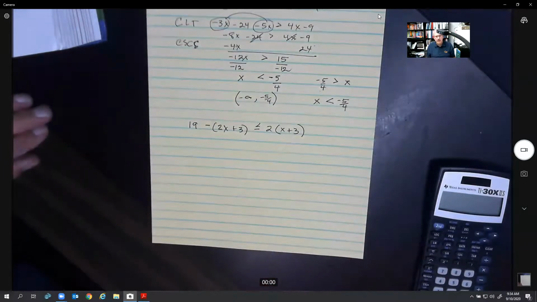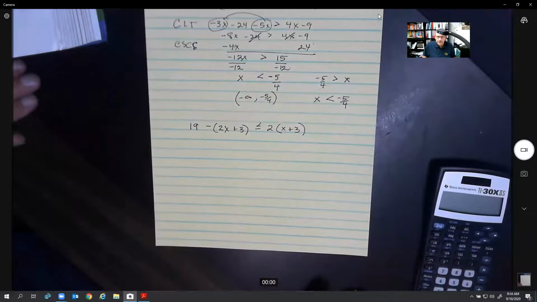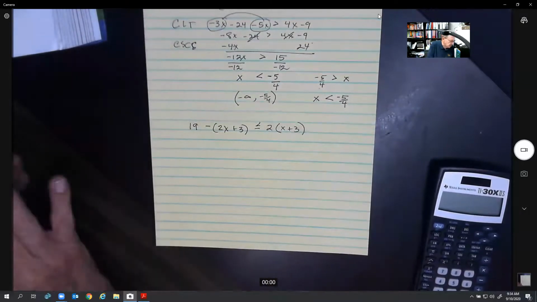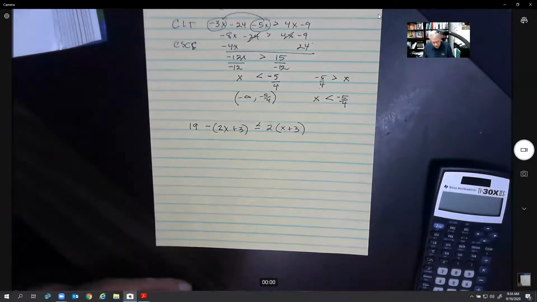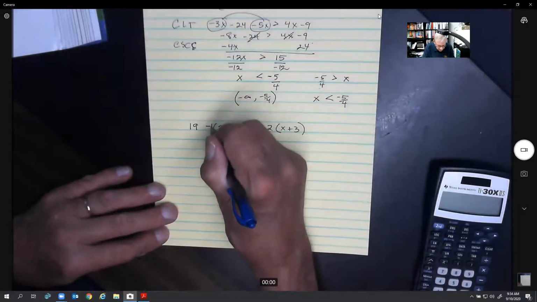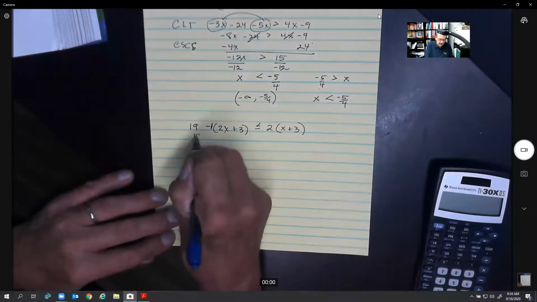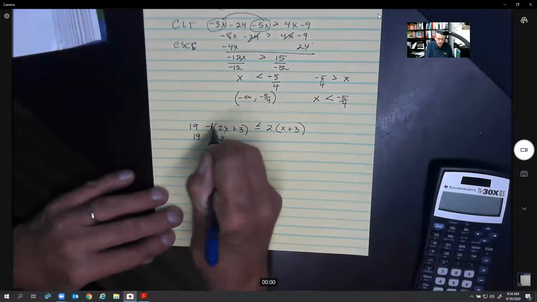Okay, so on this particular problem, I want to solve this. And what I'm going to do is try to distribute this out. What I want to make sure I do is put a 1 in front of this parenthesis so I have something to distribute. So this is 19 minus 2x minus 3.